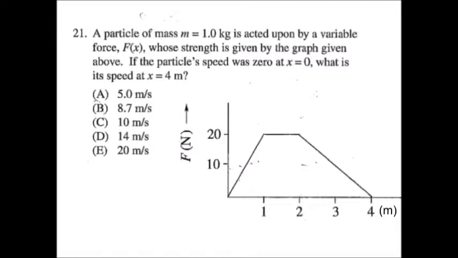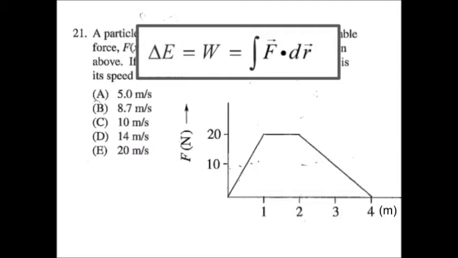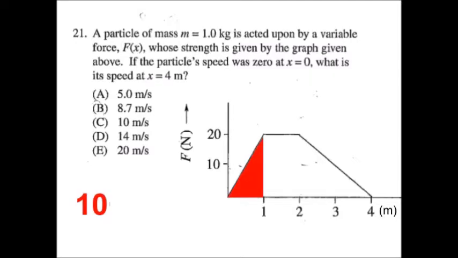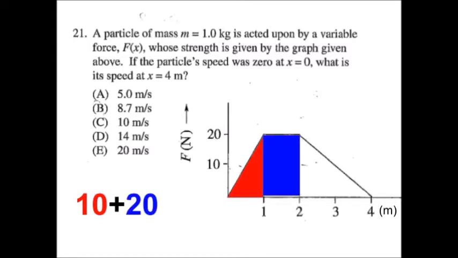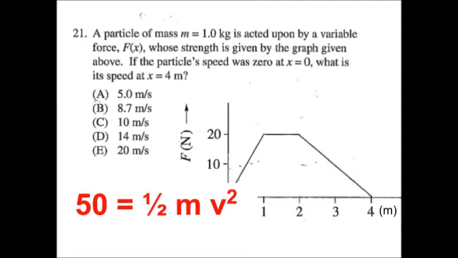A particle of mass 1 kilogram is acted upon by a variable force whose strength is given by the graph below. If the particle's speed is 0 initially, what's the speed after 4 meters? Work is equal to the integral of F dx. Work is equal to the area under this force versus distance graph. 1/2 base times height is 10. Length times width is 20. 1/2 base times height is 20. 10 plus 20 plus 20 is 50, which is equal to 1/2 mv squared, and that means with mass 1, velocity is 10 meters per second.